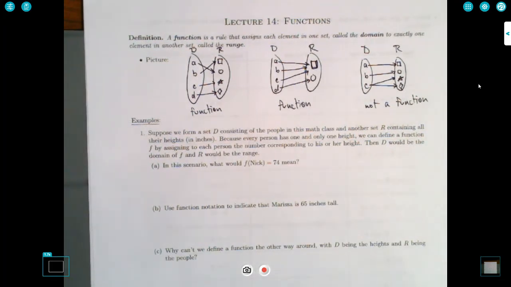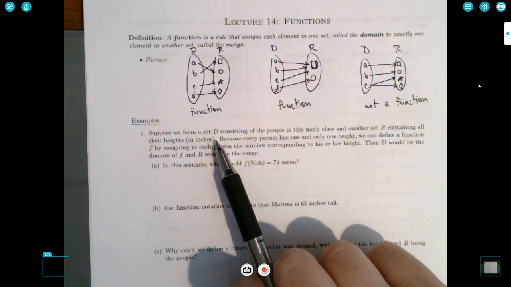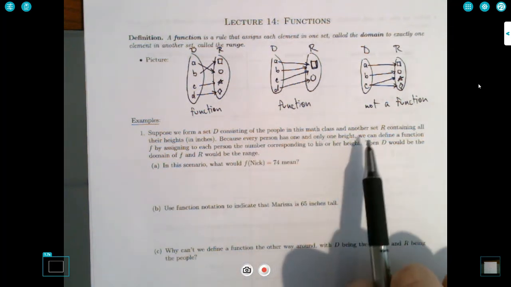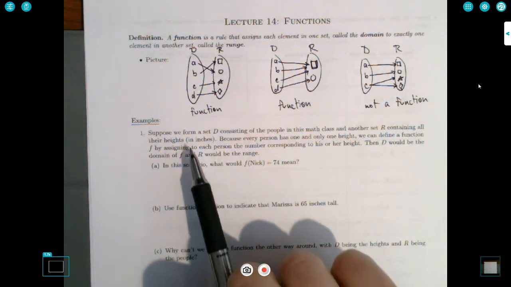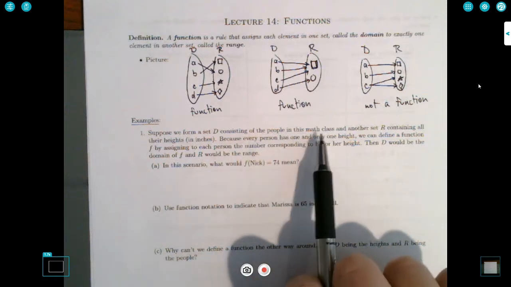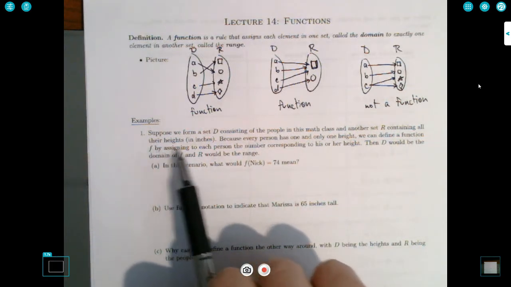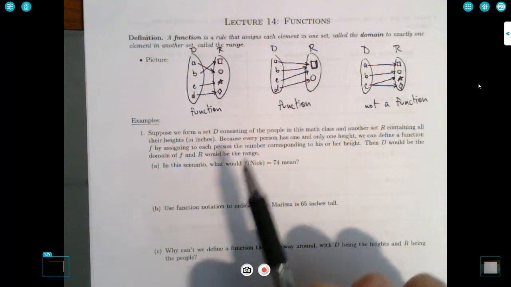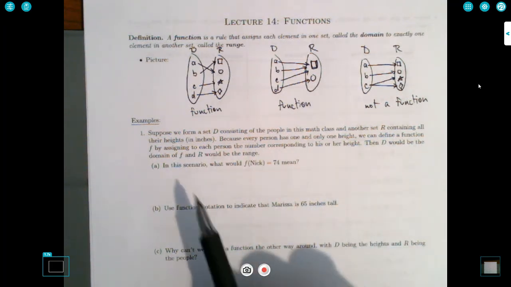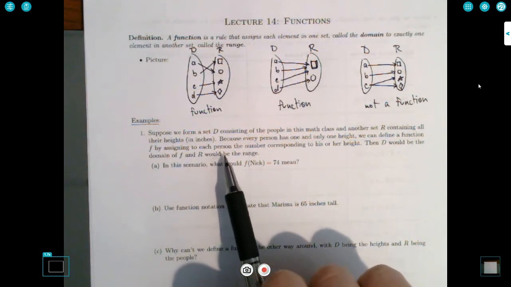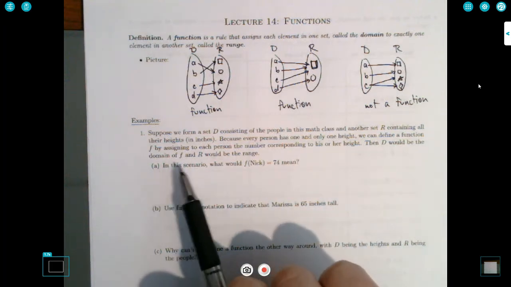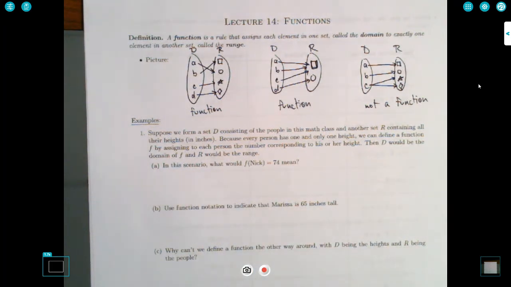All right. So here are some examples of functions. Suppose we form a set D, D for domain, consisting of the people in this math class, and then another set R containing all their heights, R for range. So the domain is all of the people in the class, and the range is the heights, right? Now, because every person has one and only one height, we can define a function f by assigning to each person the number corresponding to his or her height. Then D would be the domain of f and R would be the range.